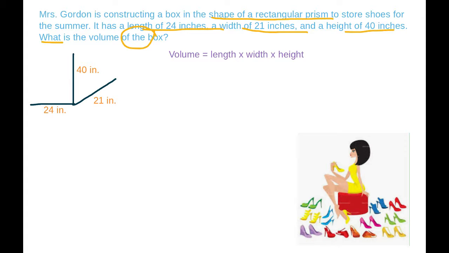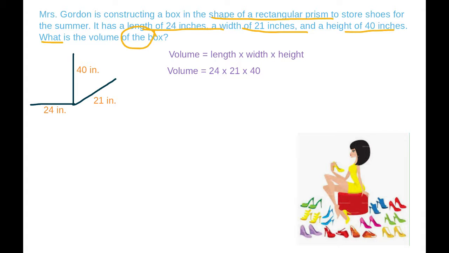Now I'm going to go ahead and write in my equation using the information that was given in the problem. What would my equation be to find the volume of this box? If you selected volume is equal to 24 times 21 times 40, you're absolutely correct. Now I'm going to use the equation and all the numbers that are plugged in to find the volume of the box.